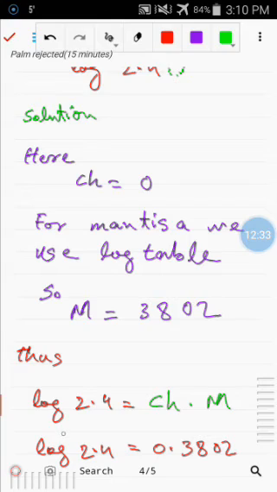Thus the logarithm of 2.4 is equal to characteristic plus mantissa, or we add the characteristic and the mantissa. So the log of 2.4 is equal to characteristic 0 and mantissa 0.3802. This is the log of 2.4.